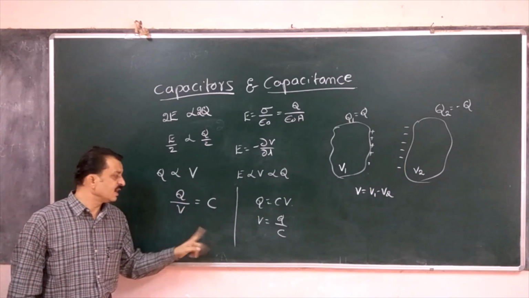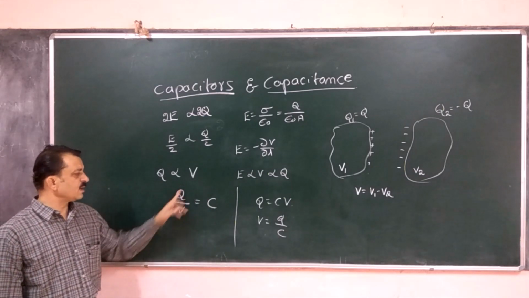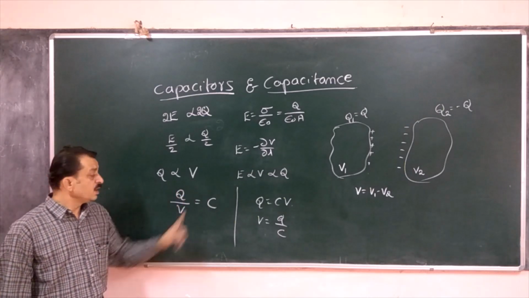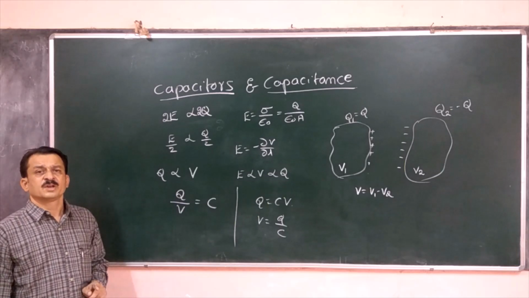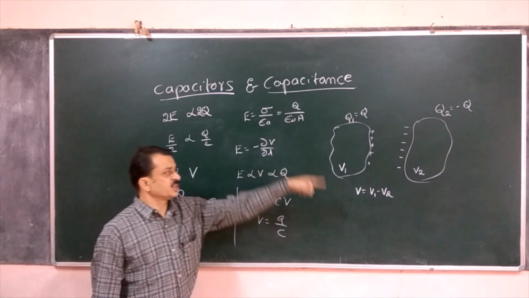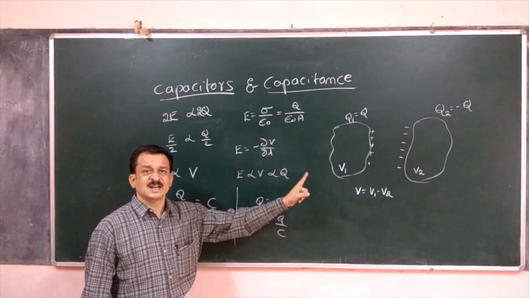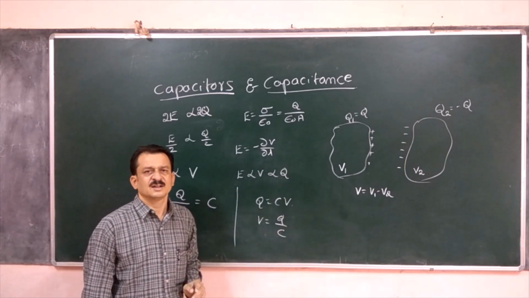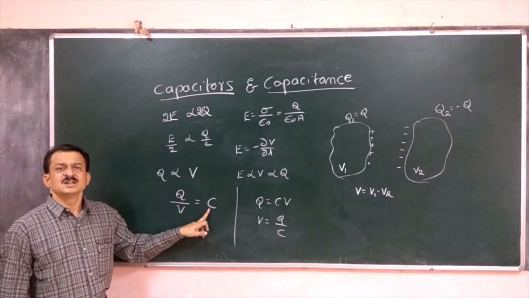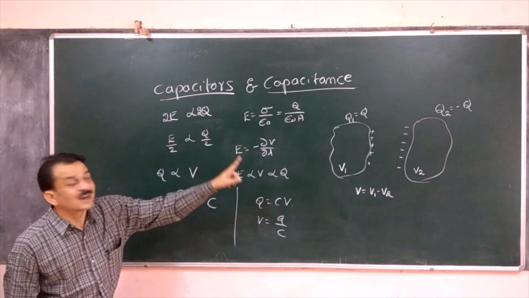And hence the capacitance does not depend on the charge or the potential. It only depends on the geometrical configuration, that is shape, size and area, like this. It only depends on the geometrical configuration of a conductor.